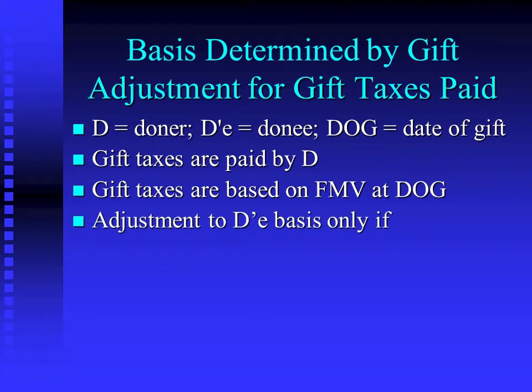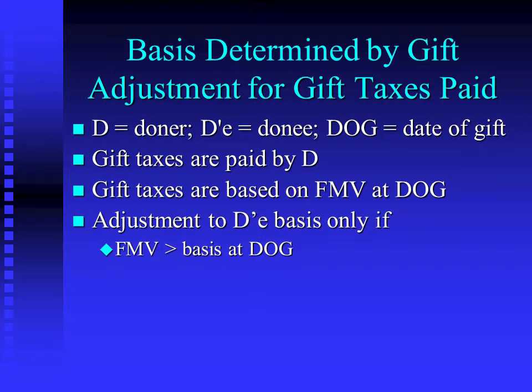So the adjustment to the donee's basis, that's Junior's basis, gets larger. Because remember, he's starting with grandma's original basis, and he will get more only if the fair market value is greater than the basis at the date of gift. So that's our basic rule.